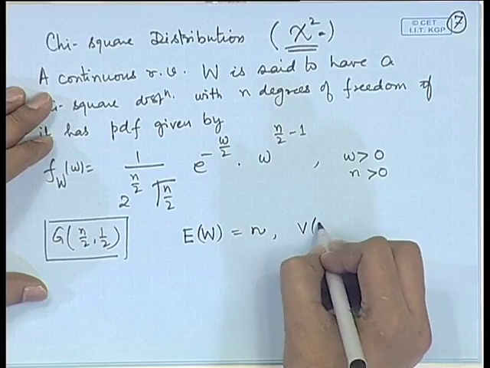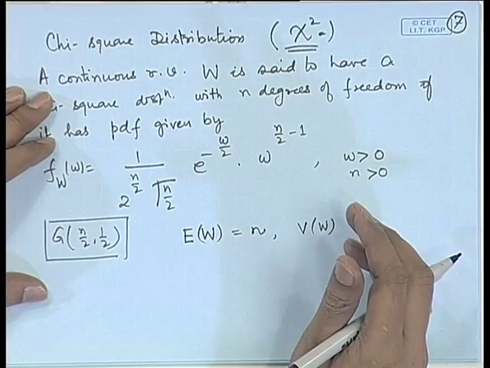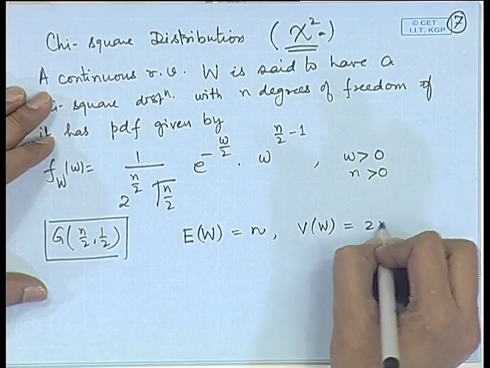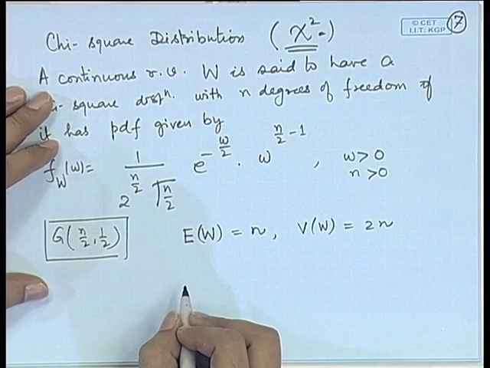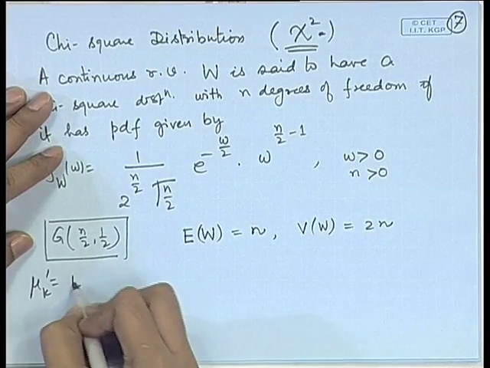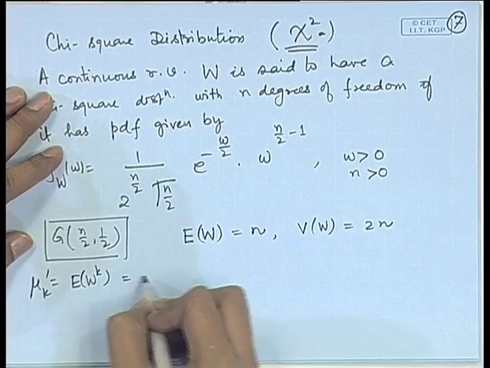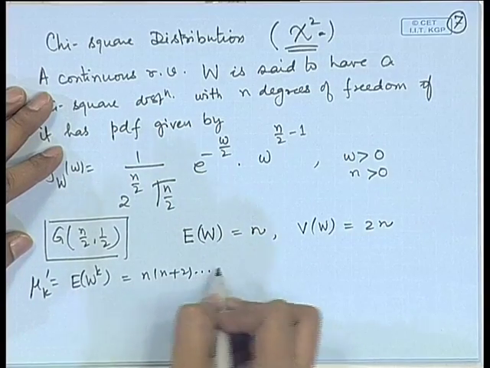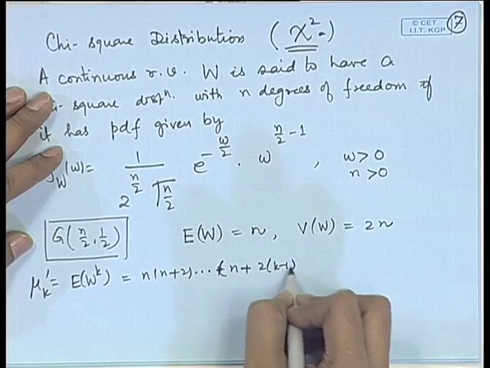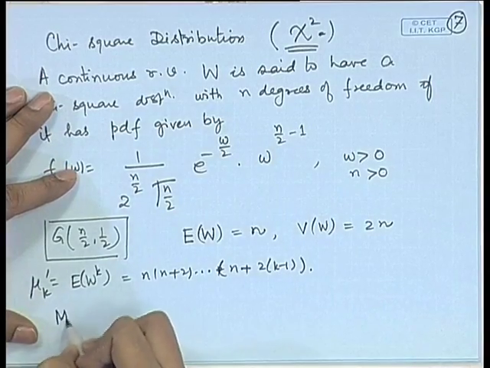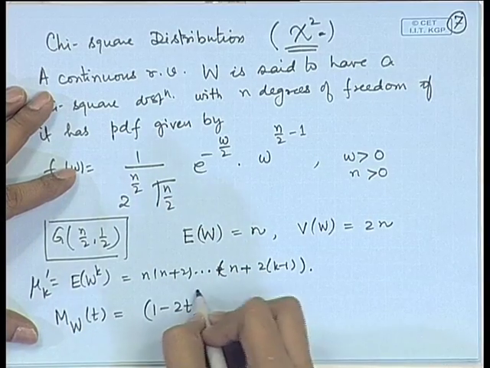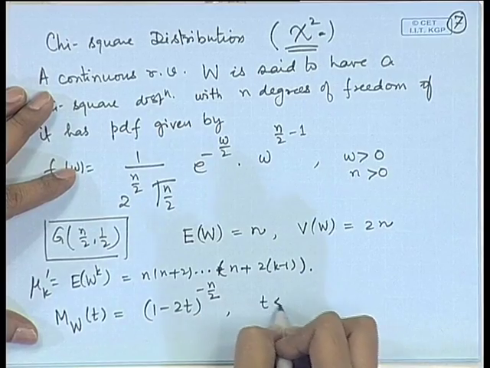Similarly, if we look at the variance in the gamma r, lambda distribution, the variance was r by lambda square. So, it becomes n by 2 divided by 1 by 2 square, that is equal to 2n. So, that is 2 times the degrees of freedom. We may write a general term like mu k prime, that is equal to expectation of W to the power k, that is n into n plus 2 and so on up to n plus 2 into k minus 1. We may look at the moment generating function, that is equal to 1 minus 2t to the power minus n by 2. This is valid for t less than half.